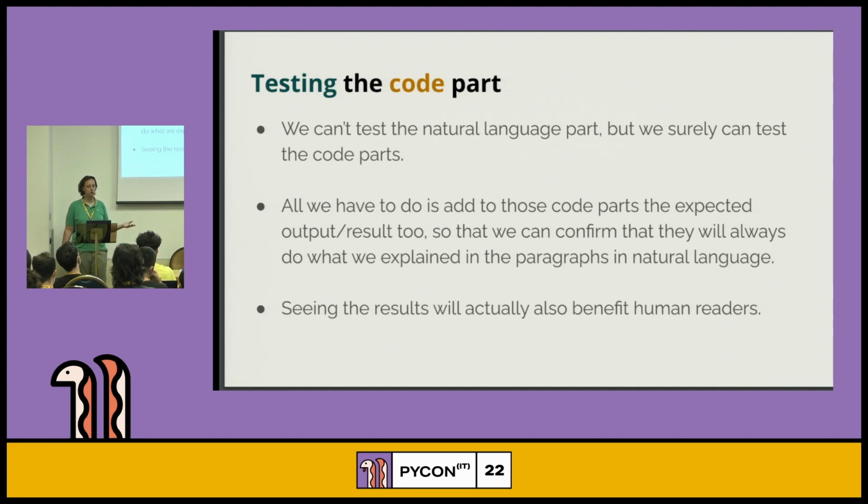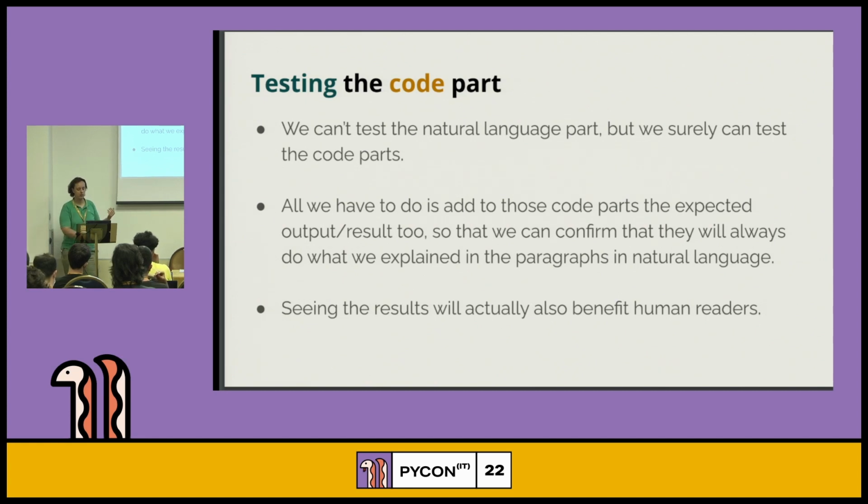All we have to do is to take the code that we have in our documentation, extract it from the documentation, run it, and make sure that it continuously works and continuously does what we expected it to do. Also, to do that, we probably want to compare the code to the expected result.